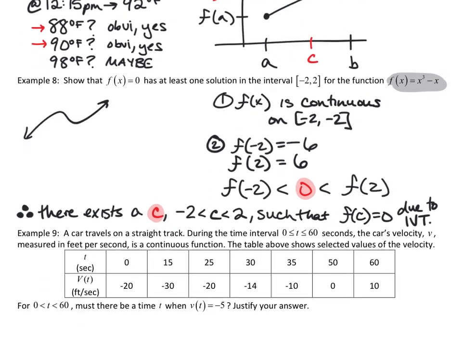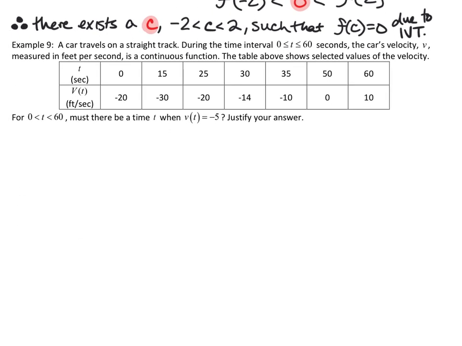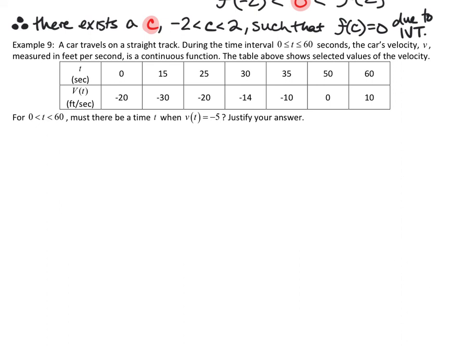Here's what it looks like in a real-world situation. A car travels on a straight track during the time interval from 0 to 60 inclusive. The car's velocity v, measured in feet per second, is a continuous function. That is super important to know. Let's highlight that. We needed that information. The table below shows the selected values of the velocity. For 0 less than t less than 60, so that's the values in the table from 0 to 60, must there be a time t when v of t is equal to -5? That's the question. And we need to justify our answers.